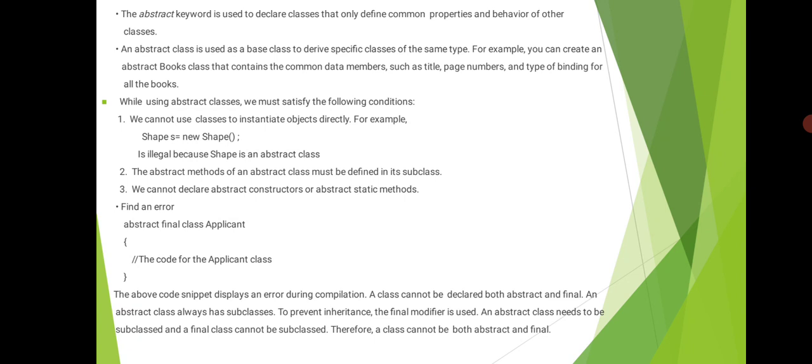An abstract class always has subclasses. To prevent inheritance, the final modifier is used. An abstract class needs to be subclassed and a final class cannot be subclassed. Therefore, a class cannot be both final and abstract. So we can't use both the keywords at a time for a class. But we can create a final static class Applicant, but we can't create an abstract final class Applicant, because final and abstract are opposite in nature.